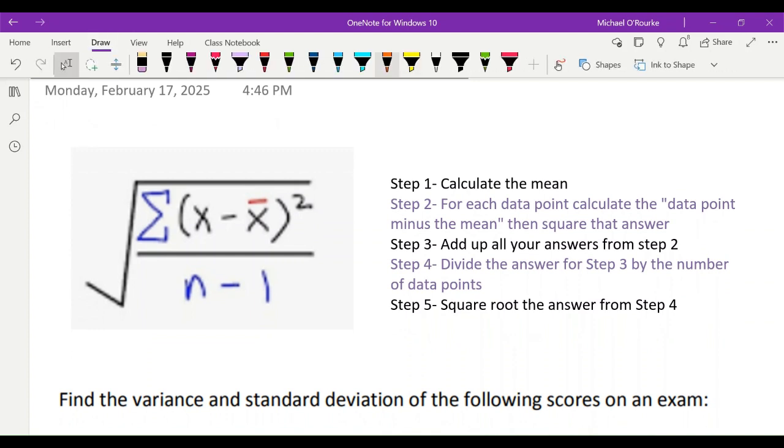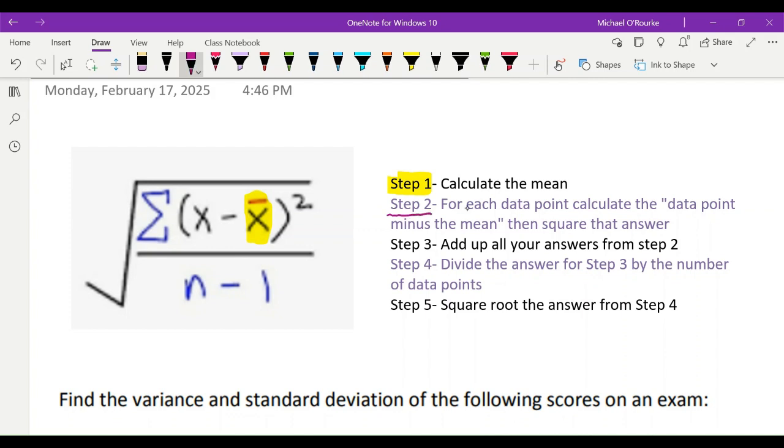So here's the formula for standard deviation. It looks a little confusing, but it's actually pretty easy to work with. So I'm going to break it down, then I'll do a couple examples. Step one, you calculate the mean, which is this one here. X with the line over top is the mean. Step one, calculate the mean.